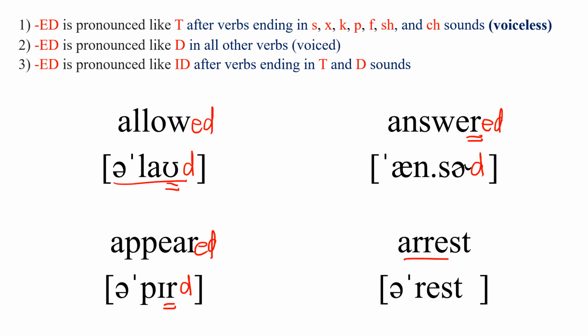And then arrest. T sound. So it becomes ED, extra syllable, arrested. Allow, allowed. Answer, answered. Appear, appeared. Arrest, arrested.